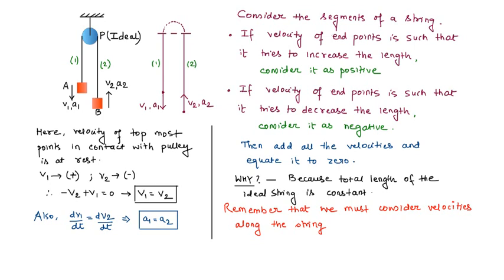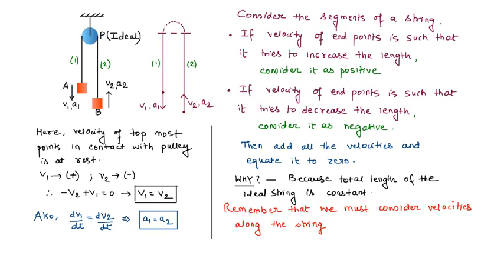Now look at the velocities of certain points on these segments. Always look at the bottommost points and the topmost points. If the velocity of a certain point is such that it tries to increase the length of a particular segment, then we will consider that velocity to be positive. And if the velocity of a point is such that it tries to decrease the length of the segment, we will consider that velocity to be negative.